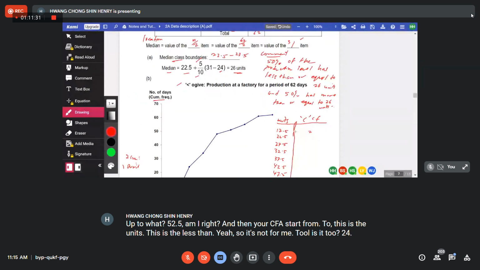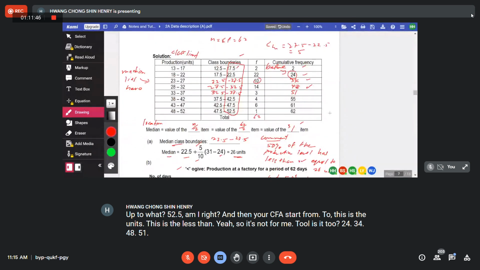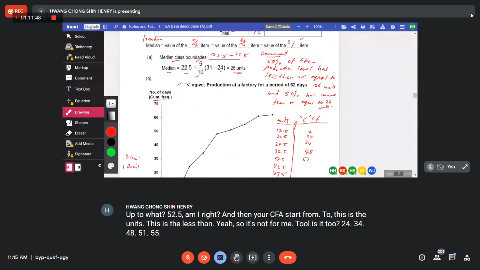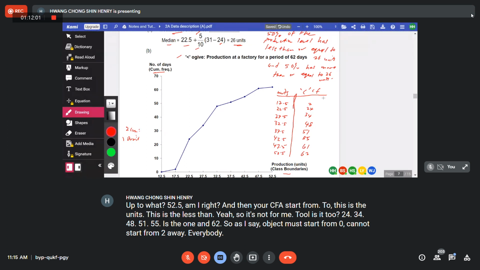24, 34, 48, 51, 55, 61, and 62. So as I said, the ogive must start from 0, cannot start from 2, isn't it? Everybody? So what do you need to add? 0 here.